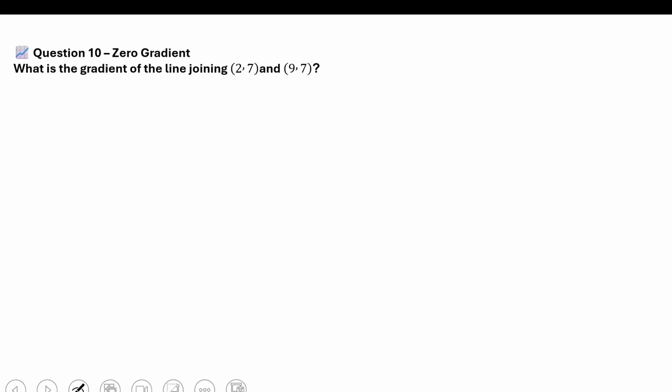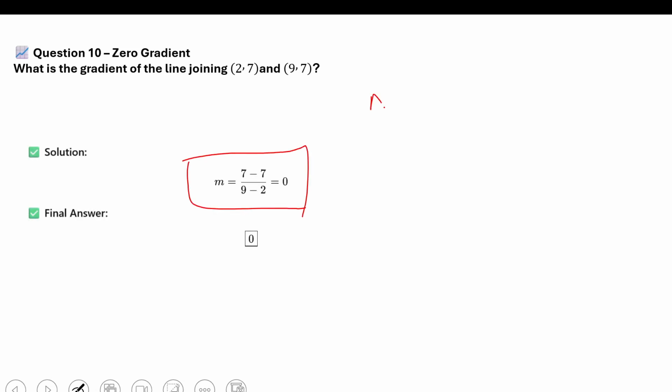Okay, so zero gradient. What is the gradient of the line touching or joining 2, 7 and 9, 7? Gradients of the line. So this is just gradient again. So this is the formula for gradient. Remember, m is equals to y2 minus y1 over x2 minus x1.